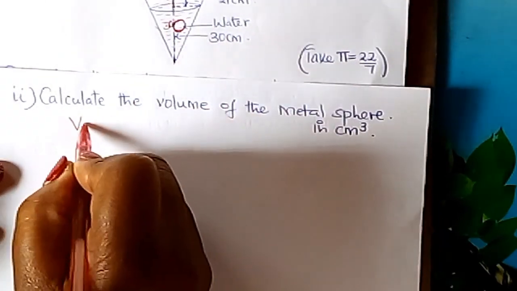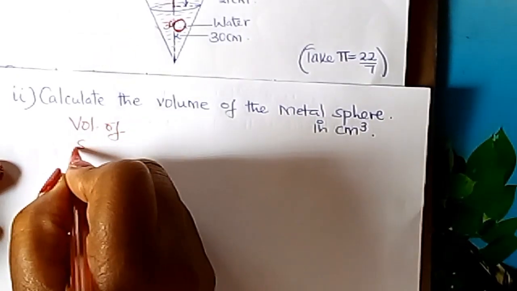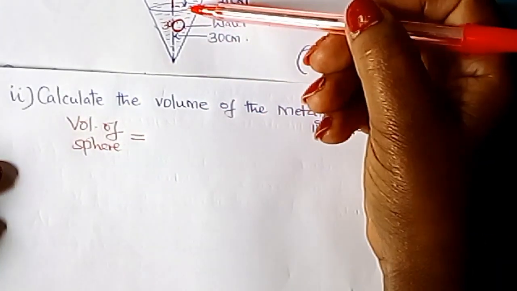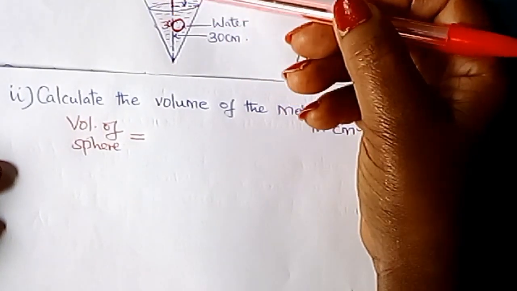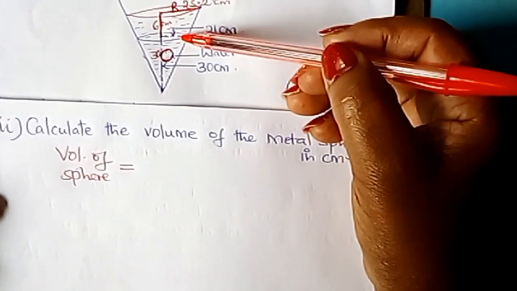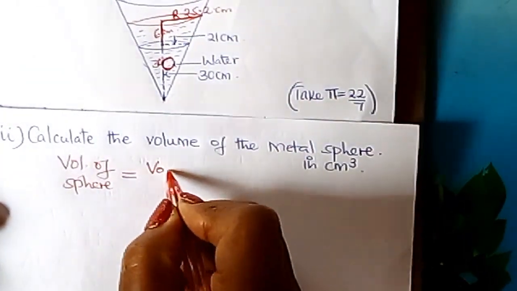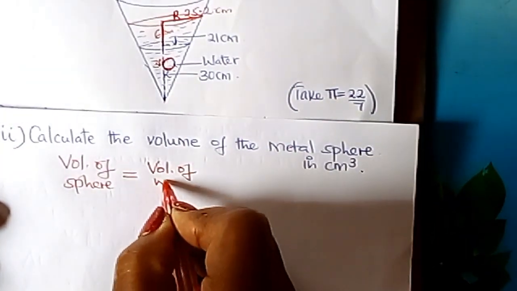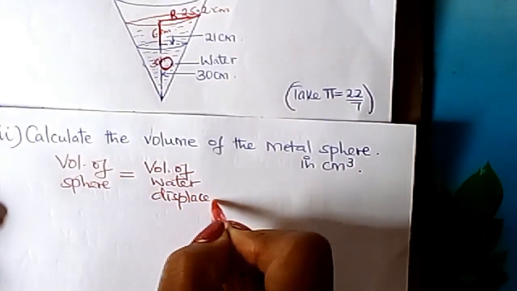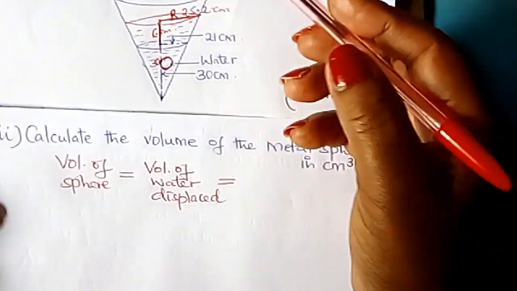The volume of this sphere, Lana, is equal to the volume of the water displaced. It is more physics. And therefore you write it is equal to the volume of the water displaced, which is equal to what?